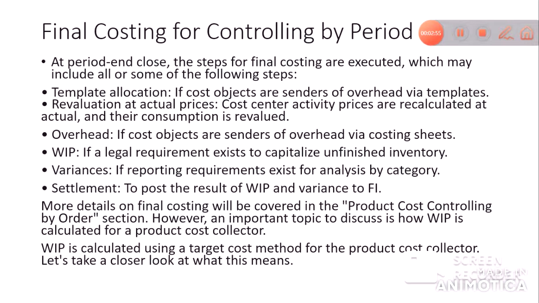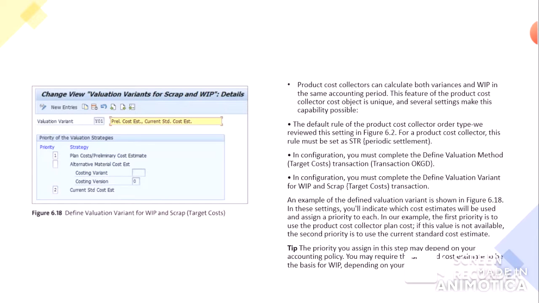So, final costing for controlling by period. In this slide we will see how the valuation variant for work in process and scrap works. Product cost collectors can calculate both variances and work in process in the same accounting period.